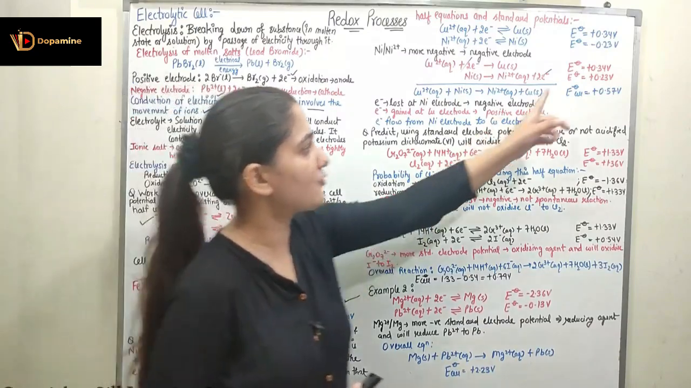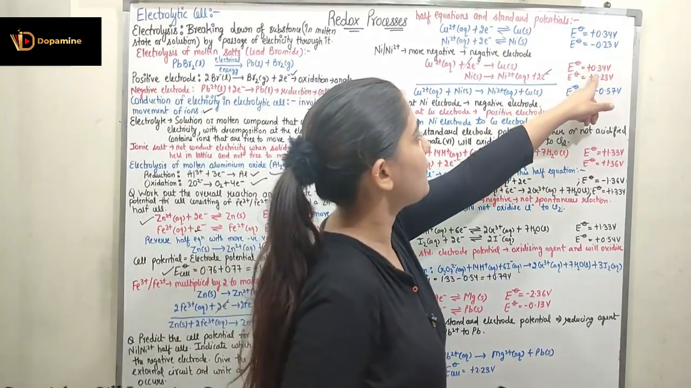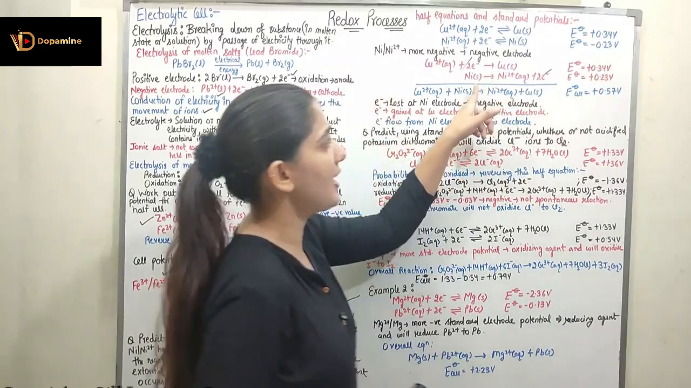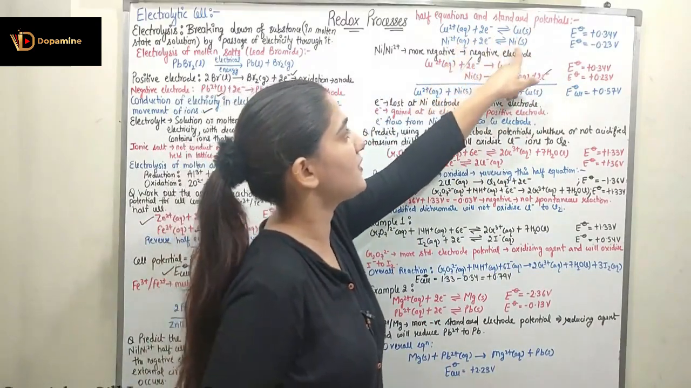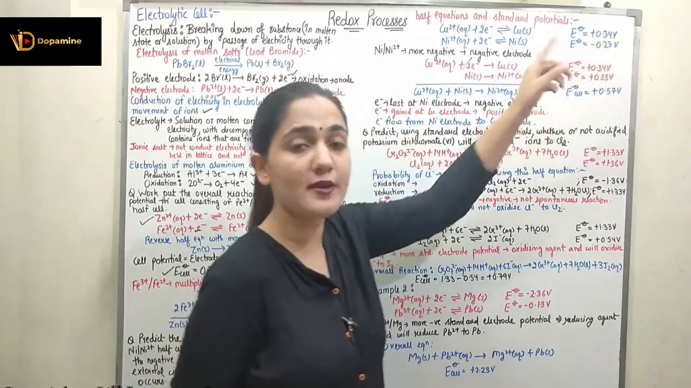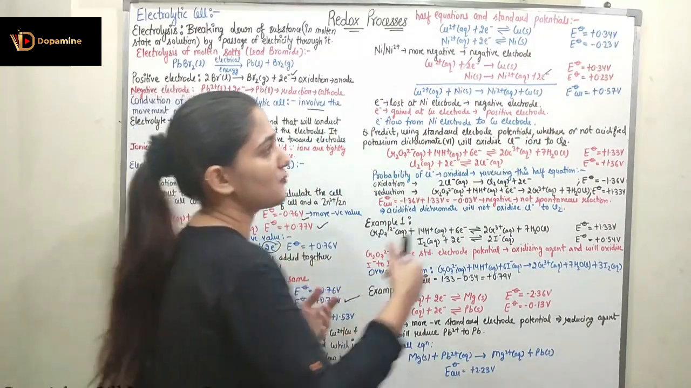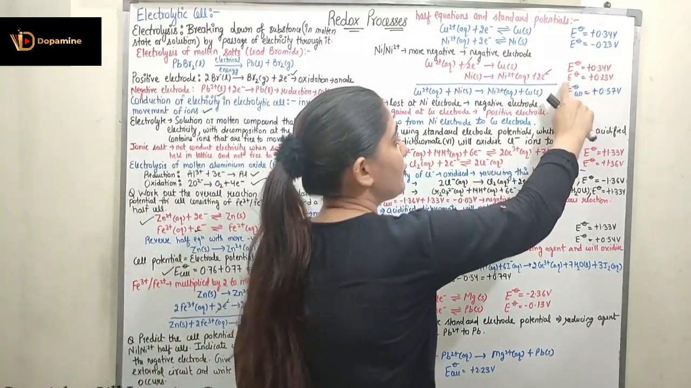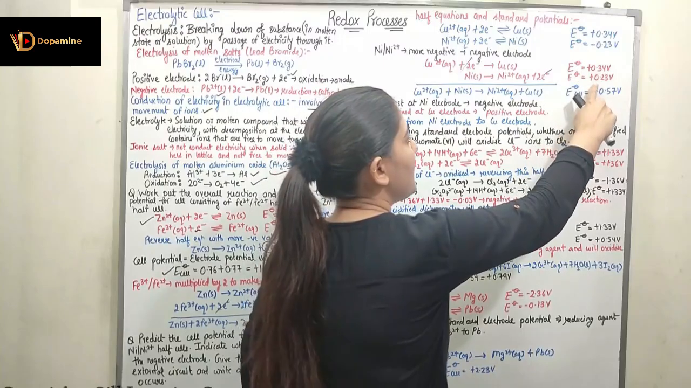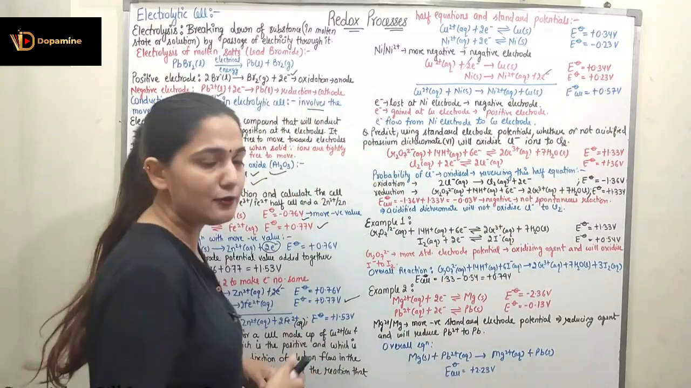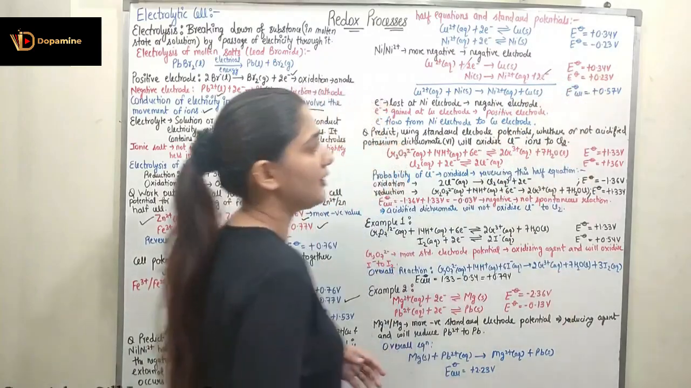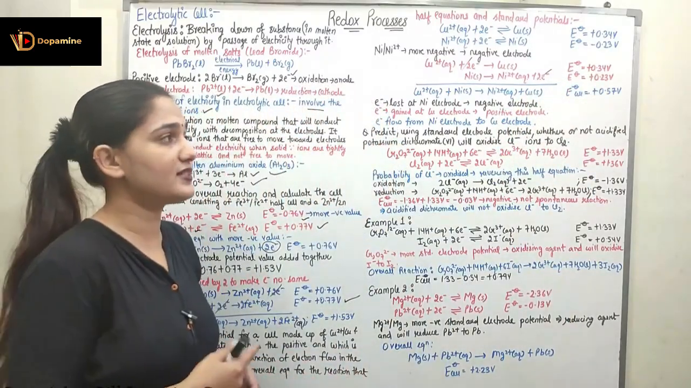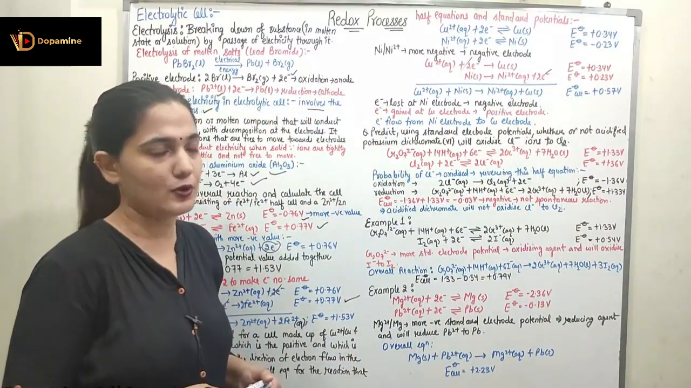So here the electrode potential was 0.34. Now for the Ni(s), the electrode potential for conversion from Ni2+ to Ni was minus 0.23. But when I am reversing it, the electrode potential will become positive. Electrode potential will have the plus 0.23 volt value. And now for the overall electrode potential, I am going to add these two. I am going to get the overall electrode potential of the cell to be equal to 0.57 volt.